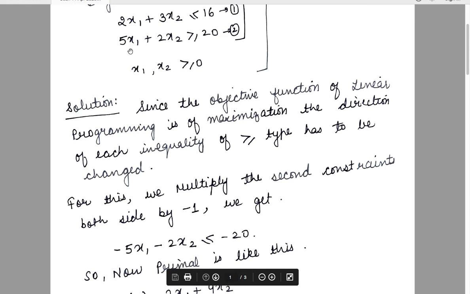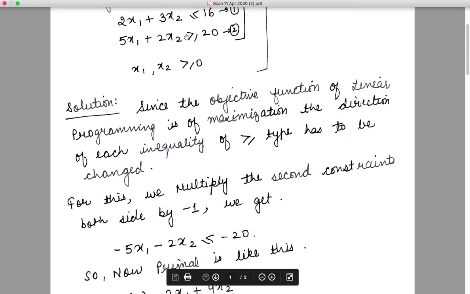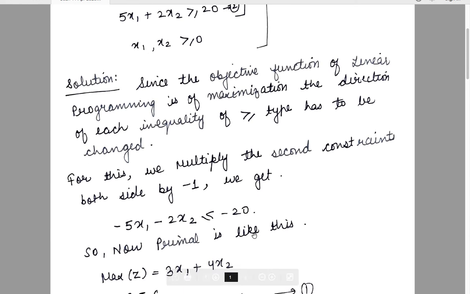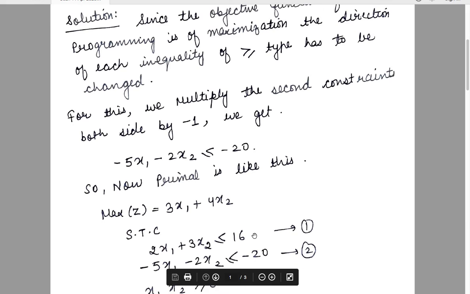So it will be 5x1. We will write minus 5x1. For plus 2x2, we will write minus 2x2. Now the sign has been changed, and instead of 20, we will write minus 20. So this is our new constraint. We will take this constraint in our primal now. So now primal is like this.